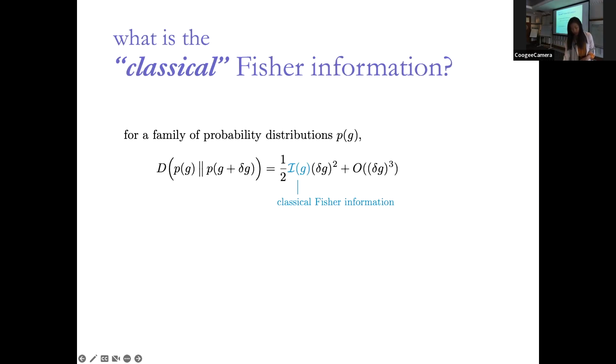in the parameter g. And one useful implication of it is the Cramér-Rao bound, which lower bounds the variance of any unbiased estimator of g in terms of the inverse of the classical Fisher information. So this tells you the larger the classical Fisher information, the more precisely we could measure g.